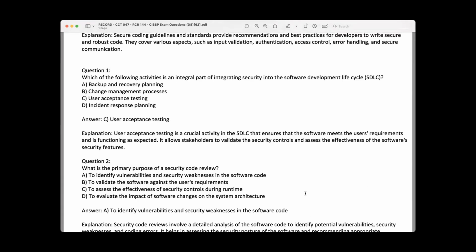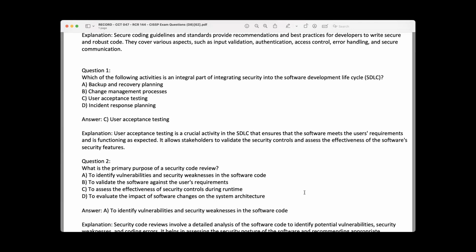All right, another question. Which of the following activities is an integral part of integrating security into the software development lifecycle? A, backup and recovery. B, change management process. C, user acceptance testing. Or D, incident response planning. So which of the following is an integral part of integrating security into the software development lifecycle? Again, all of these can be valuable, but which one is integral?